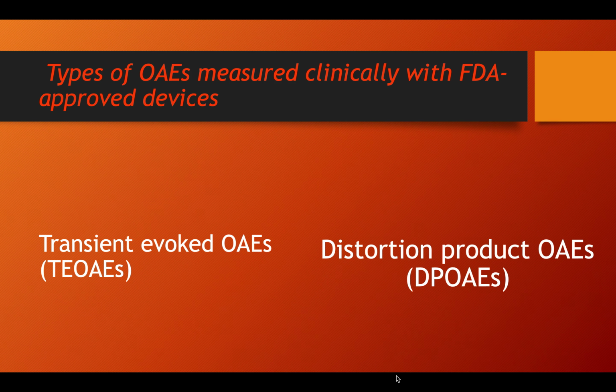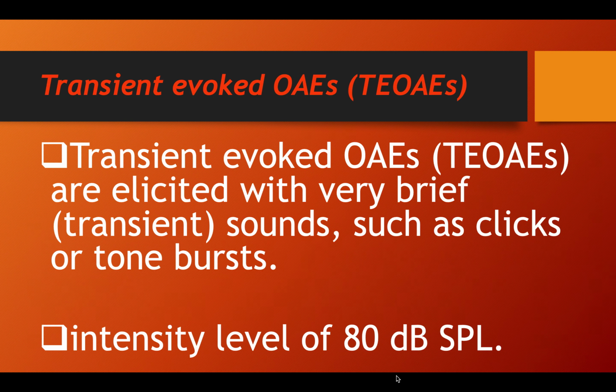So, what are the types of otoacoustic emissions measured clinically with FDA-approved devices? We have two types: transient evoked otoacoustic emission and distortion product otoacoustic emission. What about the transient evoked otoacoustic emission?